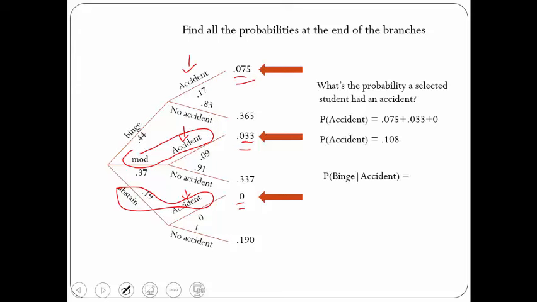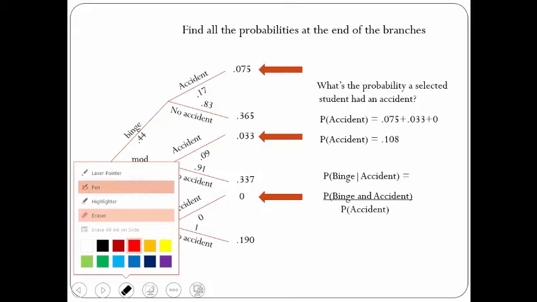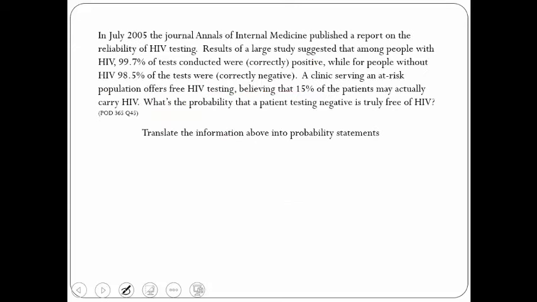So what this is basically saying is, out of all the accidents that have occurred, what's the probability we have a binge drinker? So the first thing to do is rewrite that, right? That would be binge and accident over accident. So look at your chart. Where's the probability of a binge and an accident occurring? The probability of binge and accident would be this 0.075. And out of all the accidents, there was a 0.108 chance of an accident. So another way to look at this is about 70% of all alcohol-related accidents were caused by binge drinkers.